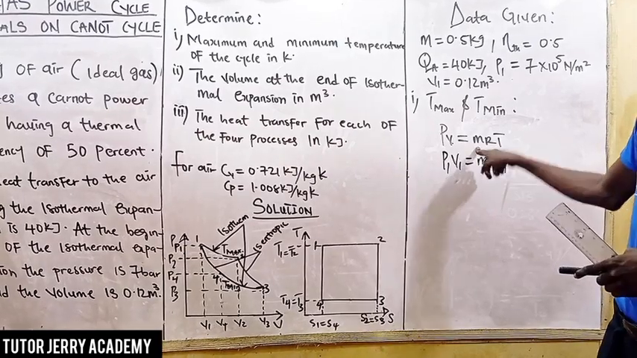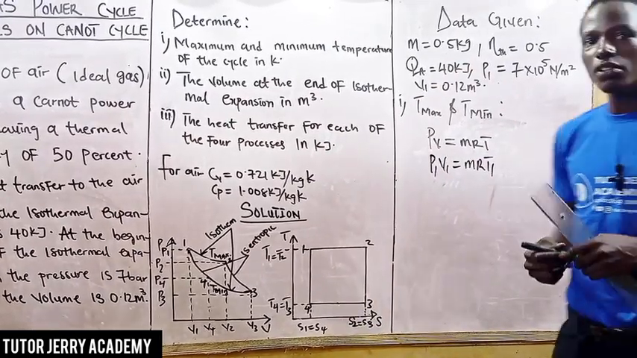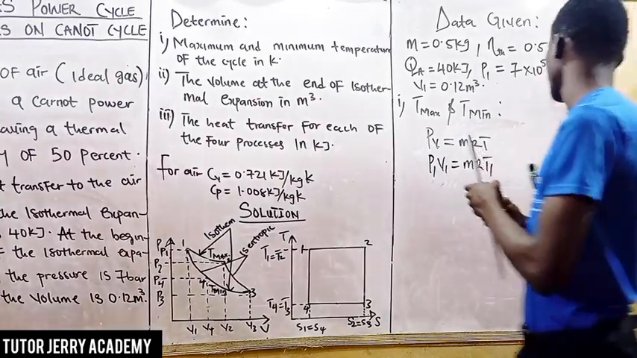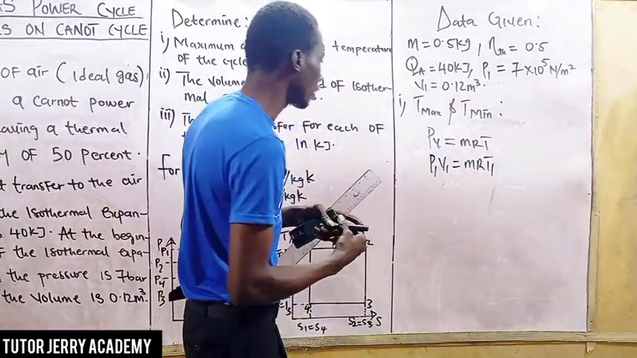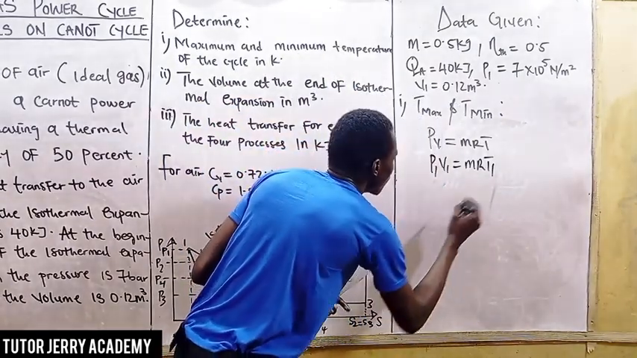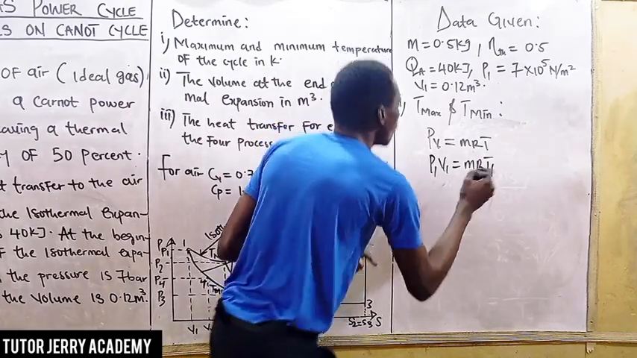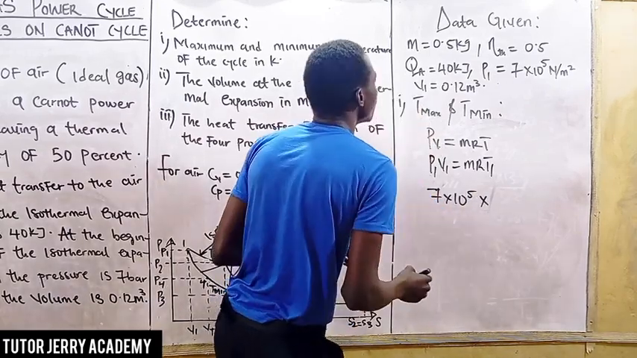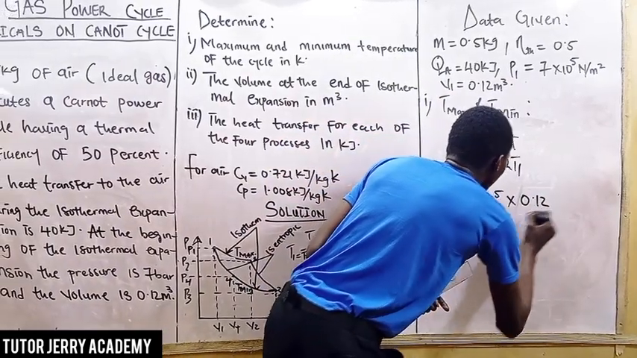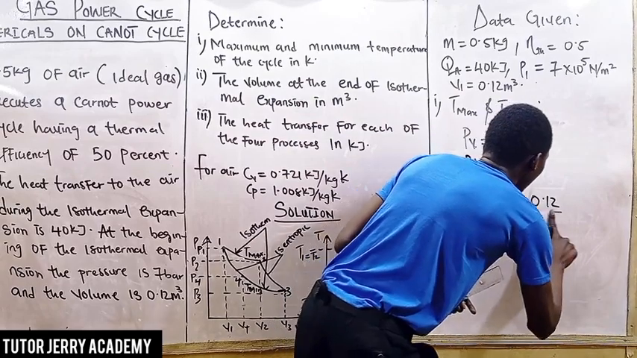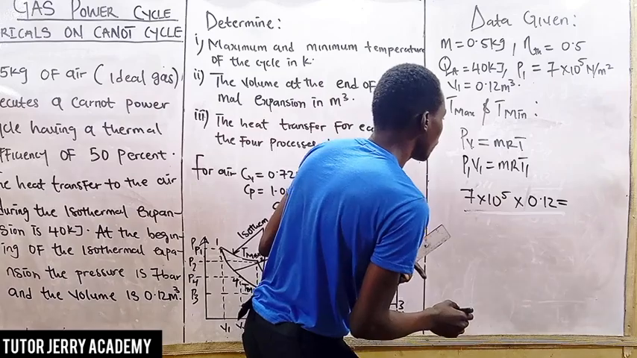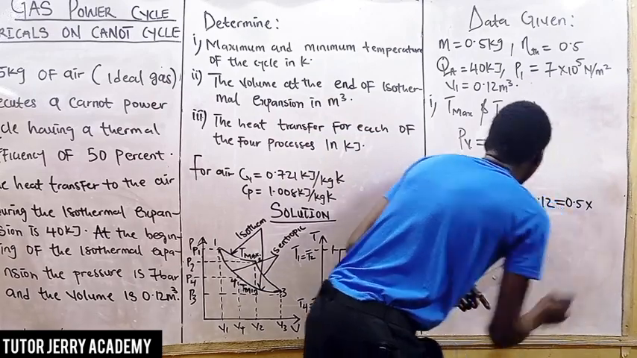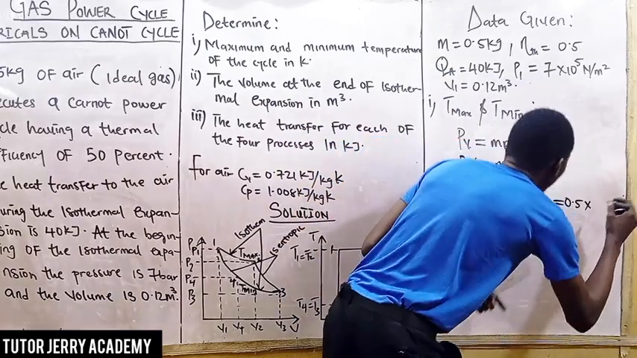Now, m we have to be 0.5, and R is nothing but our gas constant, which is what? R is 287 joules per kilogram Kelvin. So we can substitute our values. We are going to have P, which is 7 times 10 to the power of 5, multiplying our volume, which is 0.12, equal to, we have not divided yet, we have mass to be 0.5 and our gas constant to be 287.